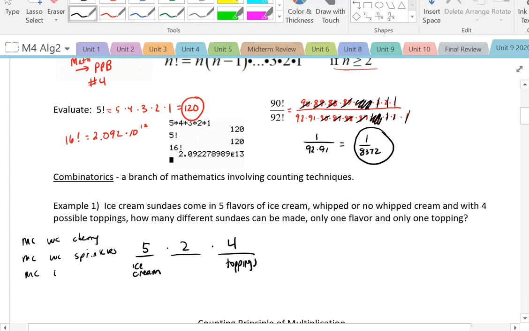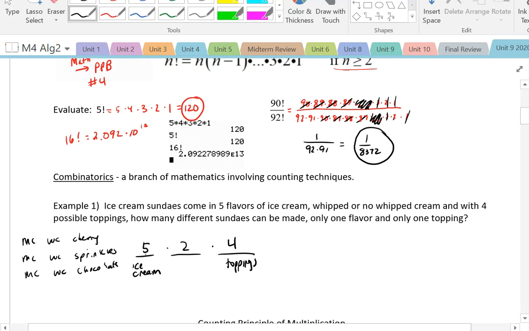Mint chocolate chip, whipped cream, and chocolate syrup. Now, in fairness, there are combinations that would not go together. Like, I would not do mint chocolate chip with butterscotch or caramel topping. It's not a good idea. However, we're still going to calculate them.